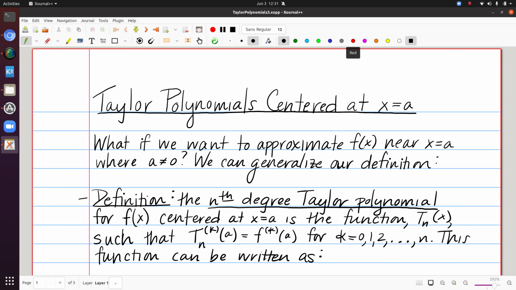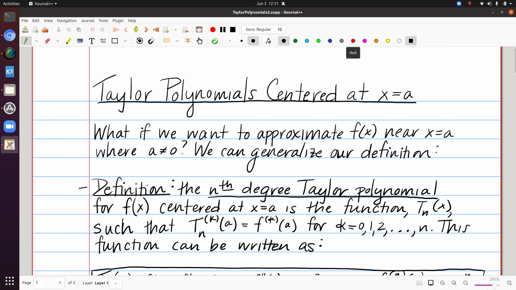In this video, I just want to generalize some of what we've seen so far. In particular, we've focused on the desire to approximate a function at 0, but now I want to consider what if we want to approximate more generally at some known point x equals a, where a doesn't necessarily equal 0. So I'm going to write down a more general definition, and importantly, this definition includes the possibility of the center being 0, but it's not restricted to that.